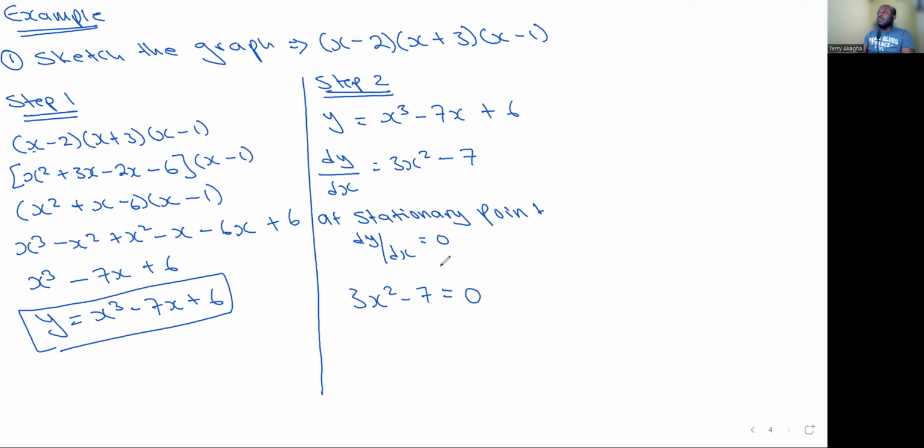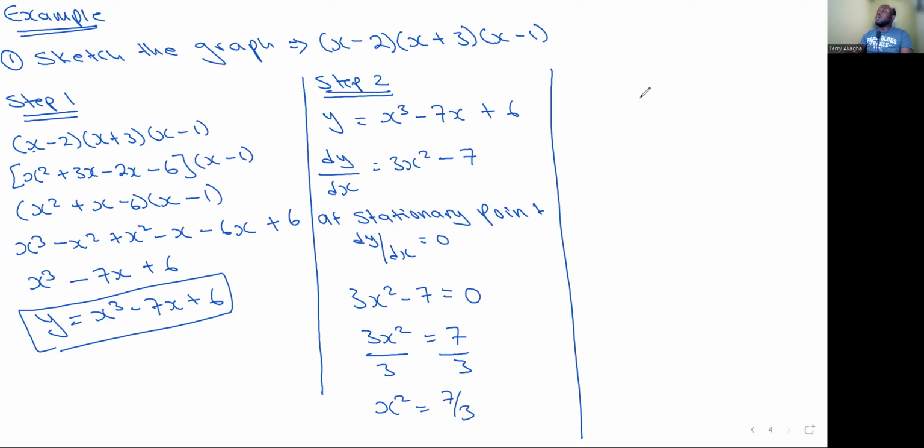So I'm going to take 7 to the other side, and that'll give me 3x squared is equal to 7. Then I'll divide both sides by 3. We're going to have x squared is equal to 7 over 3. Then the next one is x. To remove the square, I'm going to square root both sides. But remember, square root is plus or minus. So we're going to have x equal to plus or minus the square root of 7 over 3.